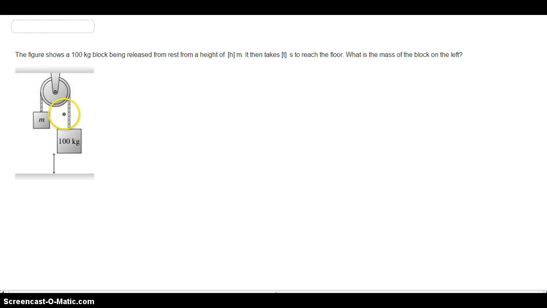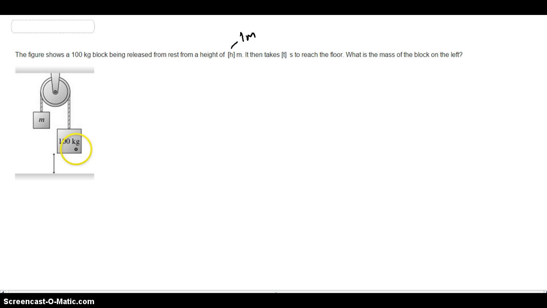Okay, we have this problem of an Atwood's machine, and we have a fixed pulley with a rope around it, and the rope is freely sliding through the pulley without it rotating. One end is connected to a 100 kilogram mass, and the other end is connected to a mass which is unknown.